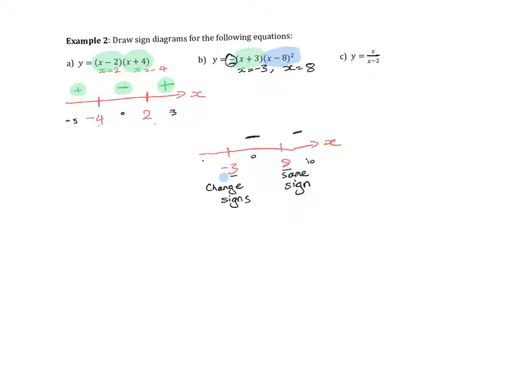And now let's pick a number on this side. So -4. -4 minus 8 is -12. Squared is 144. -4 plus 3 is -1 in here. And then you've got the negative out here, so there's another negative. So that cancels out these two negatives and we get 144, and that's positive. So let's see if our predictions were correct. Yes, we did change signs on either side of -3. And yes, we stayed the same sign on either side of 8.